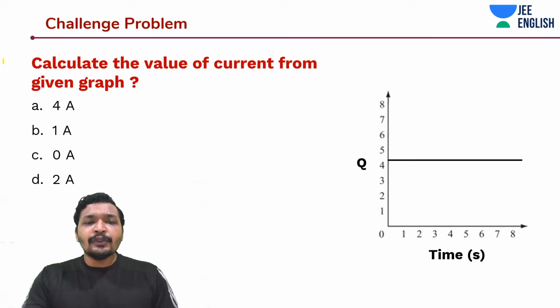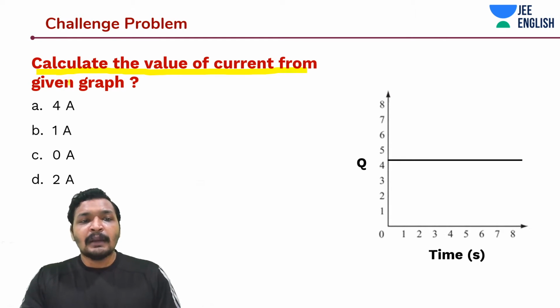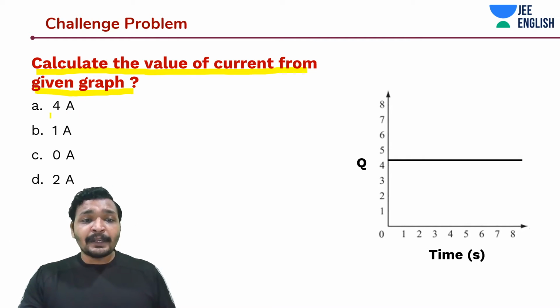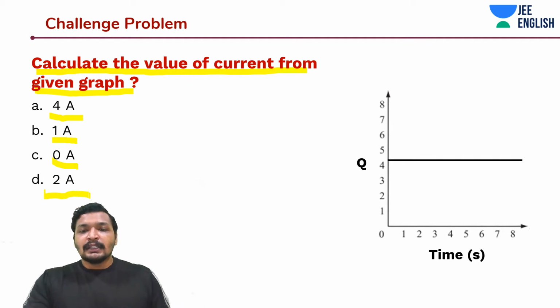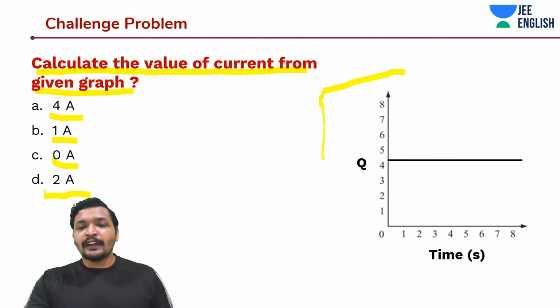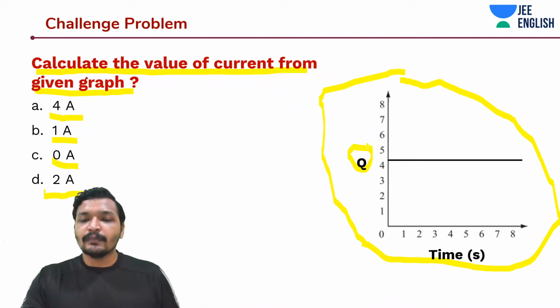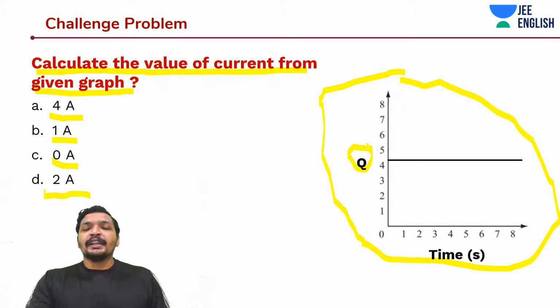Calculate the value of current from the given graph. Come on guys, keep writing down the answers. The options are 4 ampere, 1 ampere, 0 ampere and 2 ampere. The graph is something like this. This is the first thing we have to notice. They're talking about current. So this is a graph between charge Q and time T. How is this charge varying with time?